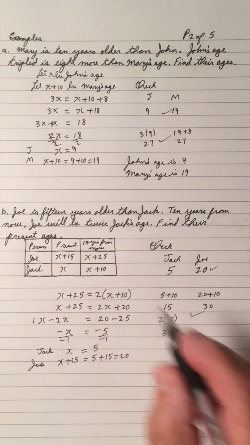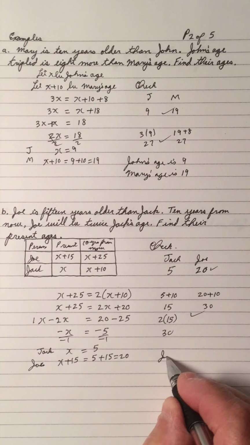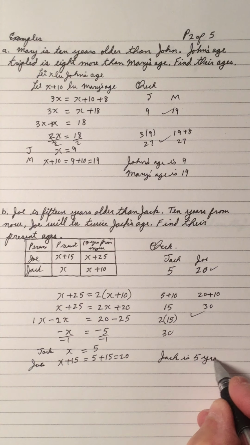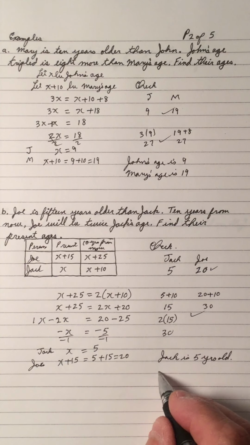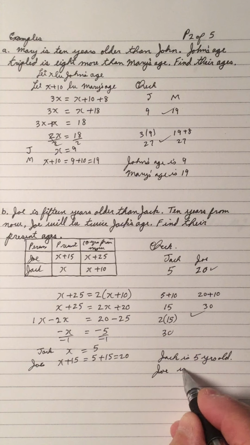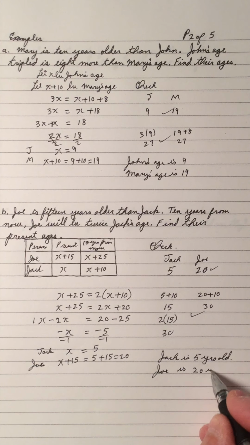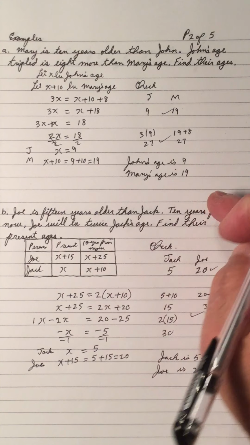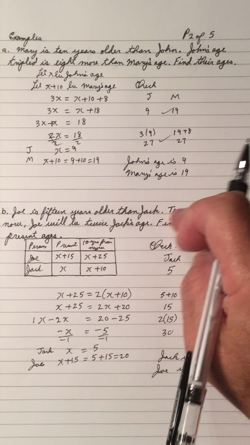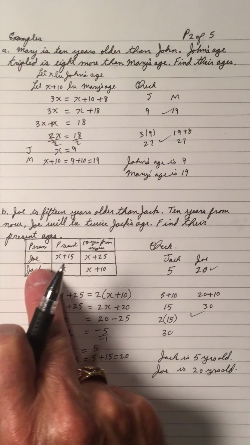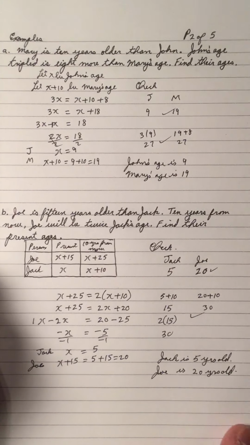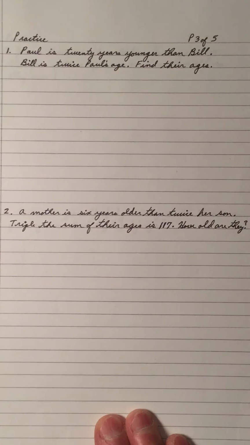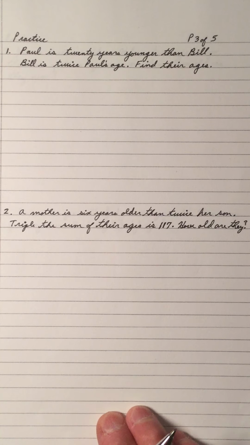So we have found their present ages. Jack is 5 years old and Joe is 20 years old. And notice, when it says 10 years from now or 10 years ago, it's easier to fill out this chart. But if you don't have 10 years ago or 10 years from now, then you don't need to do the chart.